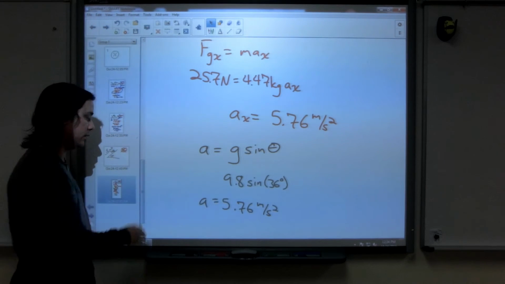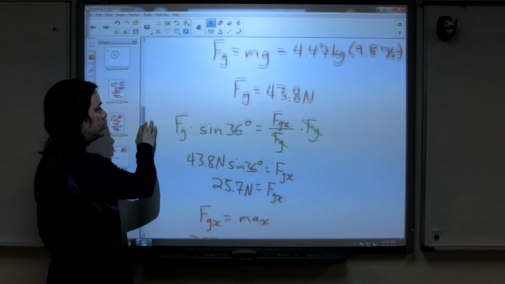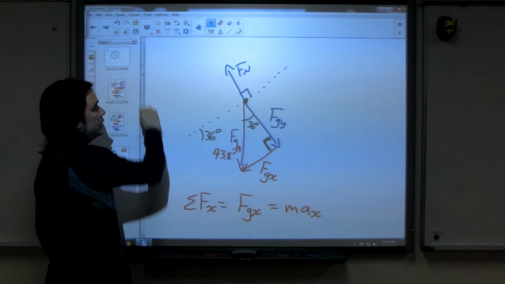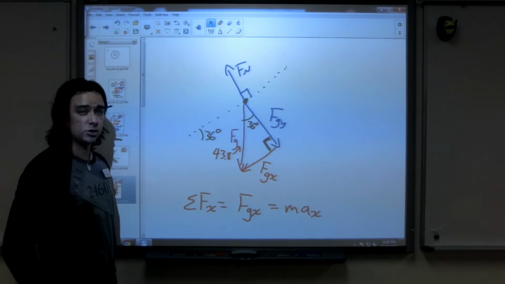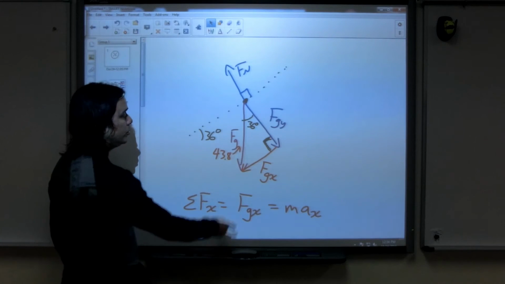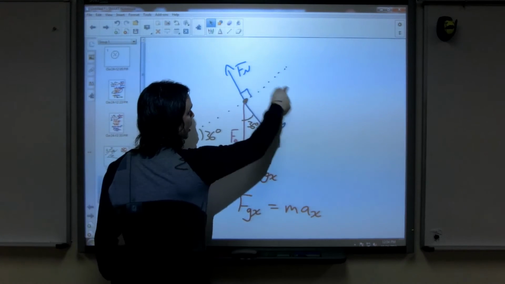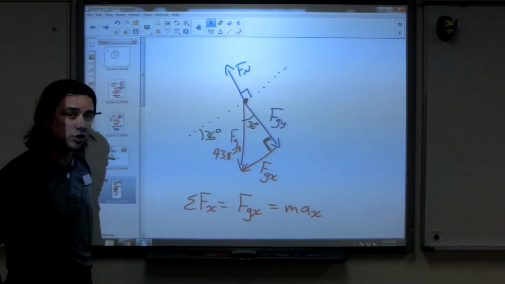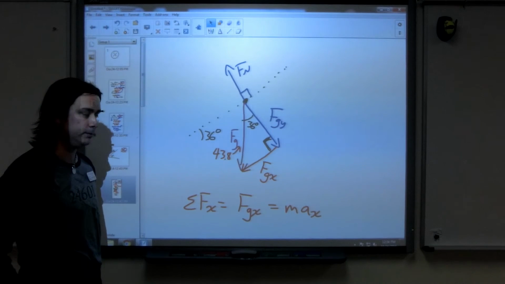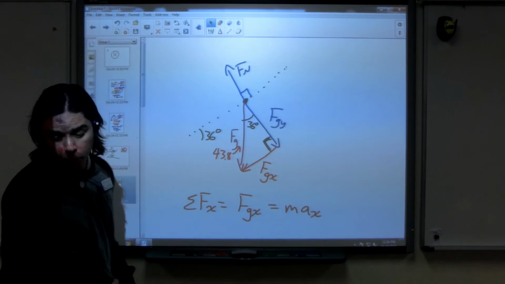You will do very badly. I'm not looking for you to be able to plug numbers into an equation. I can teach a computer to do that. I'm looking at your ability to apply Newton's laws of motion to make predictions about how things will move. All right, so that's part one.